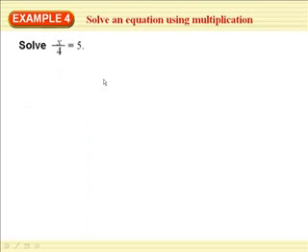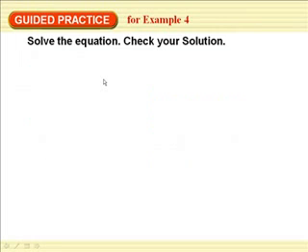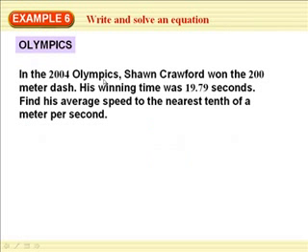Didn't we do example 4 already? I thought we did. Divided by 5. Guided practice. We did all that, didn't we, guys? We did. Must have duplicates in there. Sorry. All right.